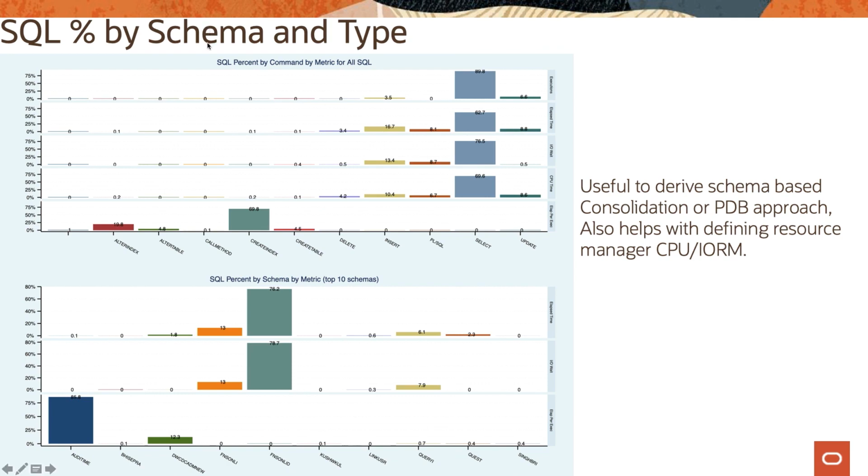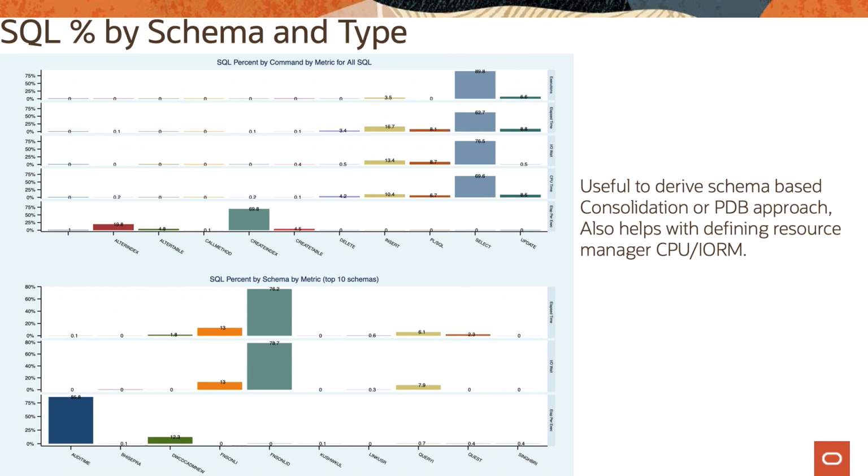It also shows the SQL percentage by schema and type, and this is more useful to derive schema based consolidation or a PDB approach, and also helps with defining Resource Manager or CPU or IORM plans within the database. So it shows activities like create index or select being the most found activity in this particular database.